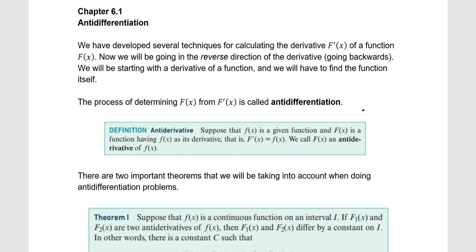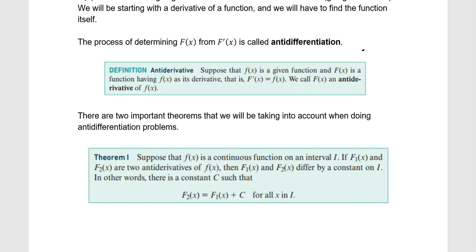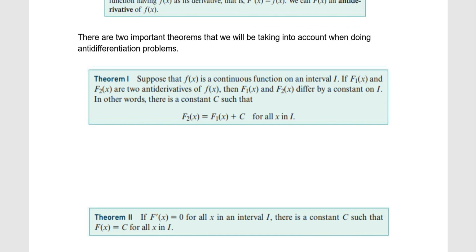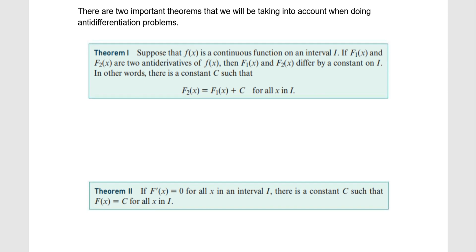We're going to be starting with the derivative of a function, and then we have to find the original function itself. So the process of going from f prime to f is called antidifferentiation. This definition pretty much just says exactly what we just mentioned, so I'm not going to say that again. But there's a couple important theorems that we're going to be taking into account when we're doing antidifferentiation problems.